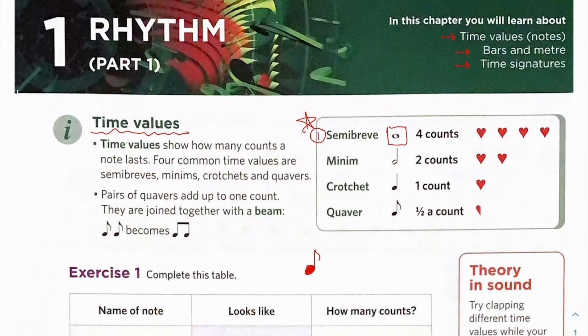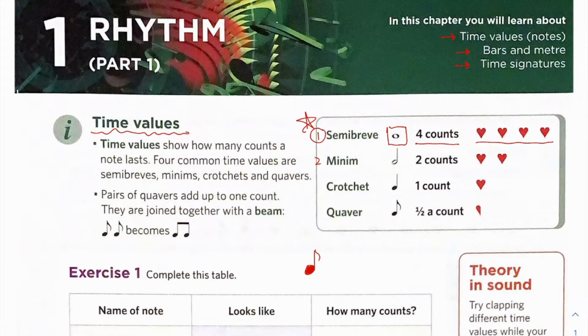So semi-brief has only the note head and it is worth 4 counts, meaning you're going to play the note and then you will hold on to it for 1, 2, 3, 4 counts. Now on the right side here, we see some hearts. The reason why we use hearts here to represent the counts is because the count is also referred to as the pulse of the music. And we know the pulse is the same as our heartbeat. So it beats as a steady beat.